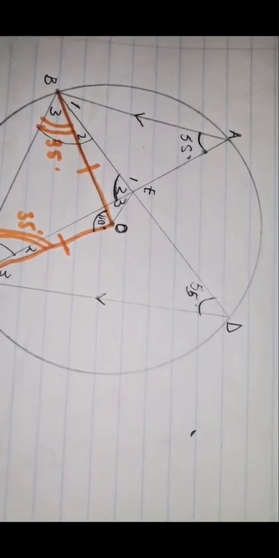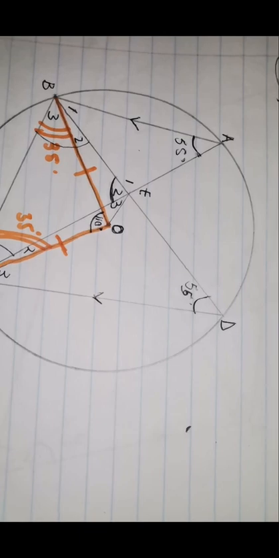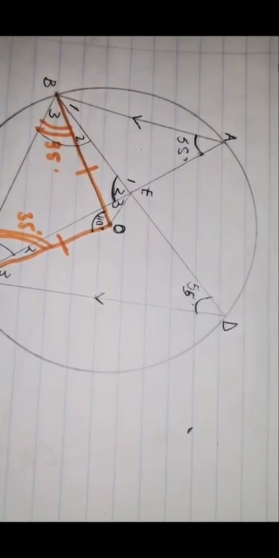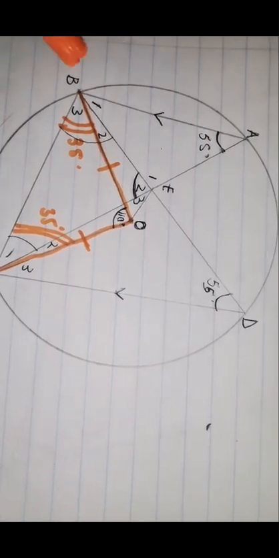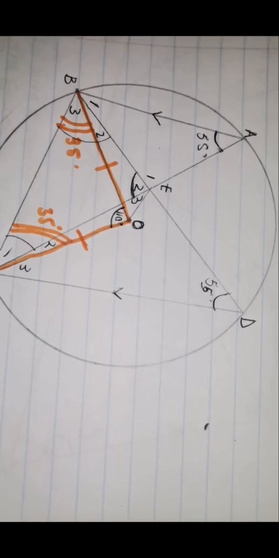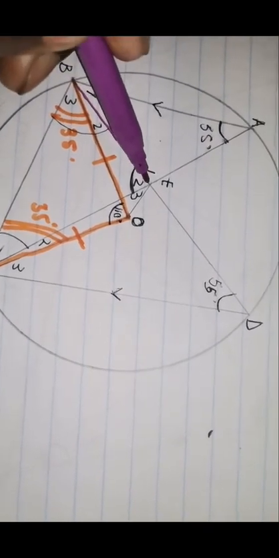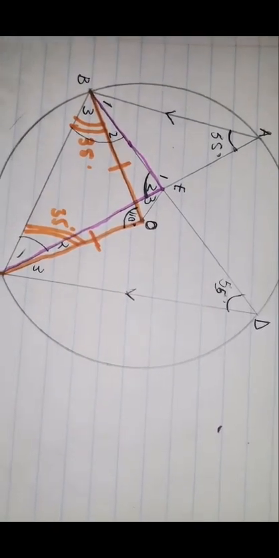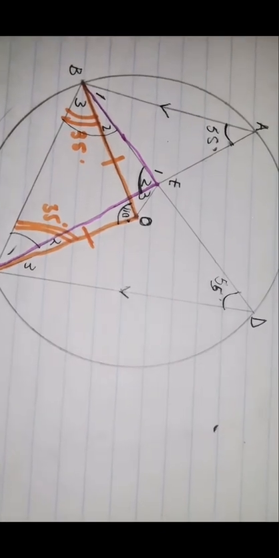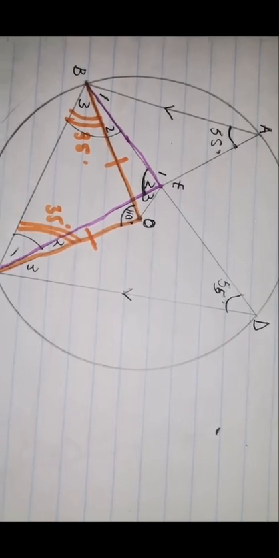Now, what else do I need to find E2? So let us look at this triangle, triangle BEC. Let me just use another color. Let us look at this triangle BEC. In the triangle, I only need to find angle B2 so that I can find E2.